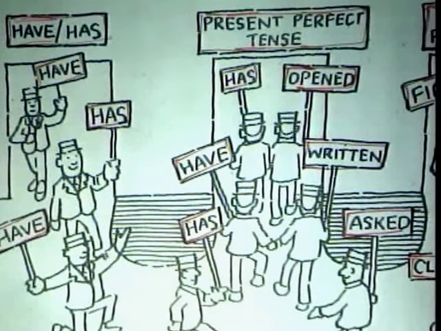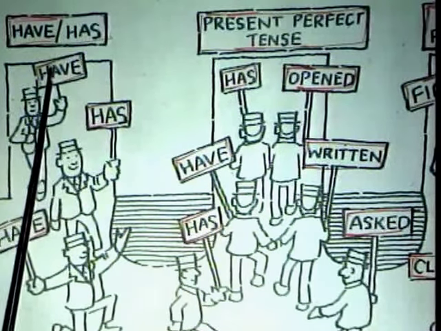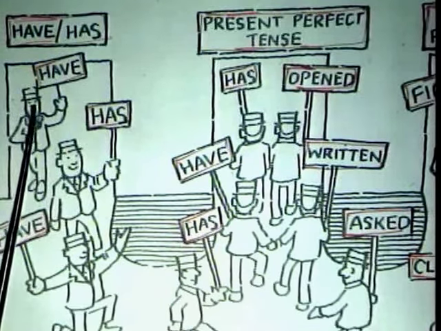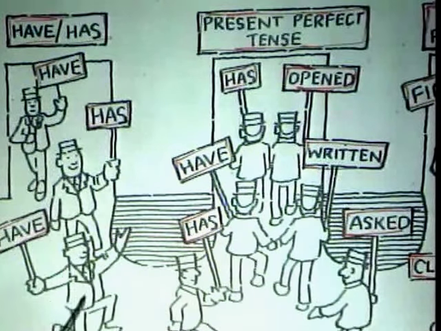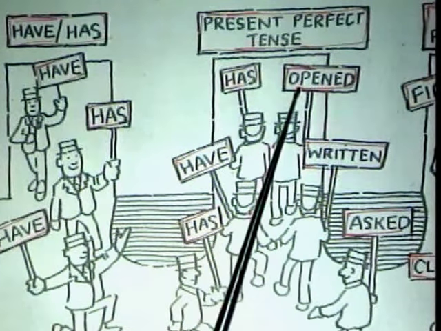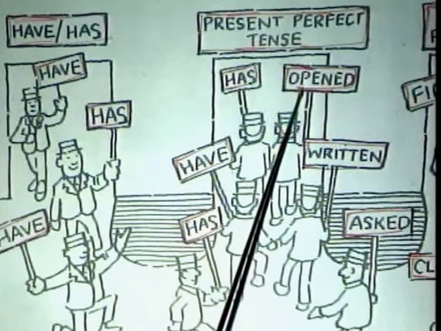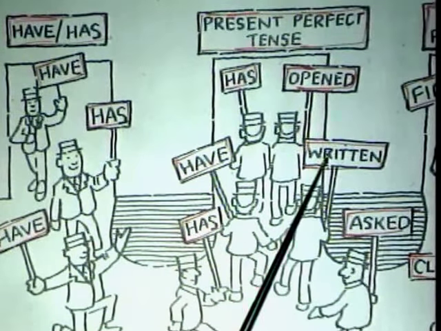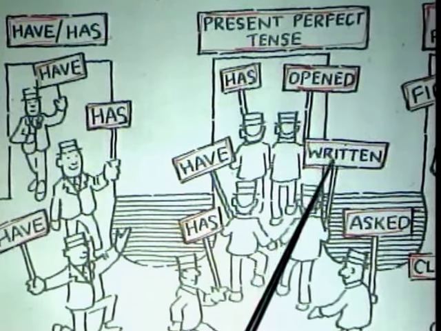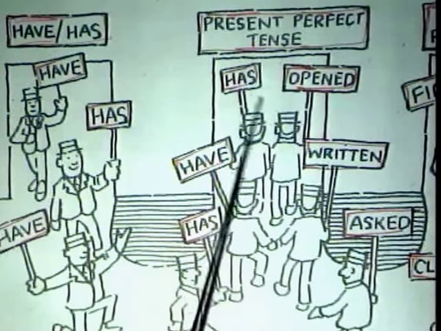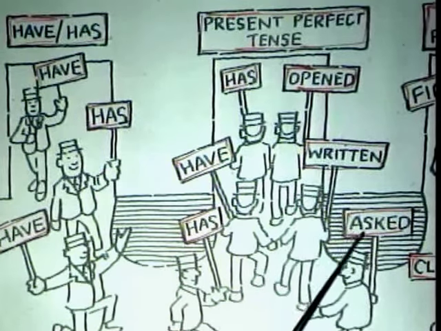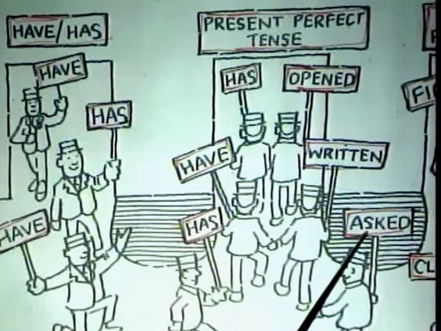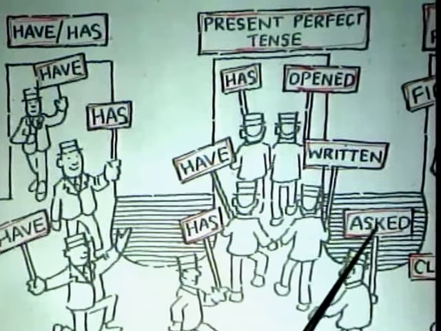So we can see in the picture what are the parts that are used in the present perfect tense. It is clearly indicated that either have or has is used as one constituent, and along with it you have the third form of the verb, open, opened. For example, you have written. Written is the third form of the verb: write, wrote, written. Even for ask, the second form is repeated for the third form: ask, asked, asked.